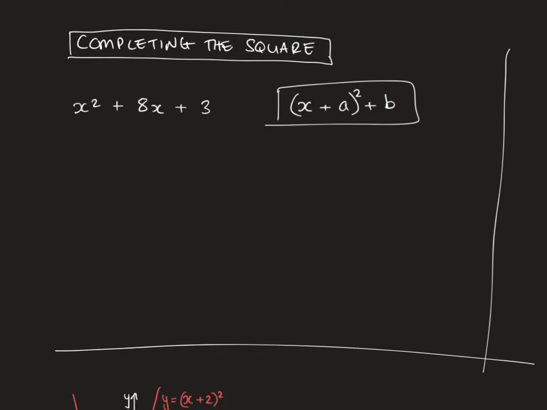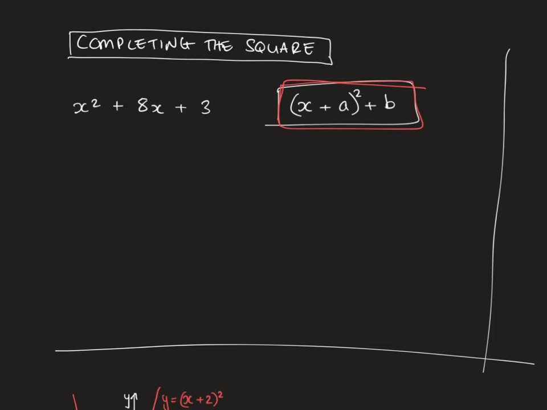Completing the square is another way of factorising quadratics. Factorising means to put brackets in. Instead of doing it into two brackets, however, we do it into this form here, where it is x plus a number, all squared in brackets, plus another number.